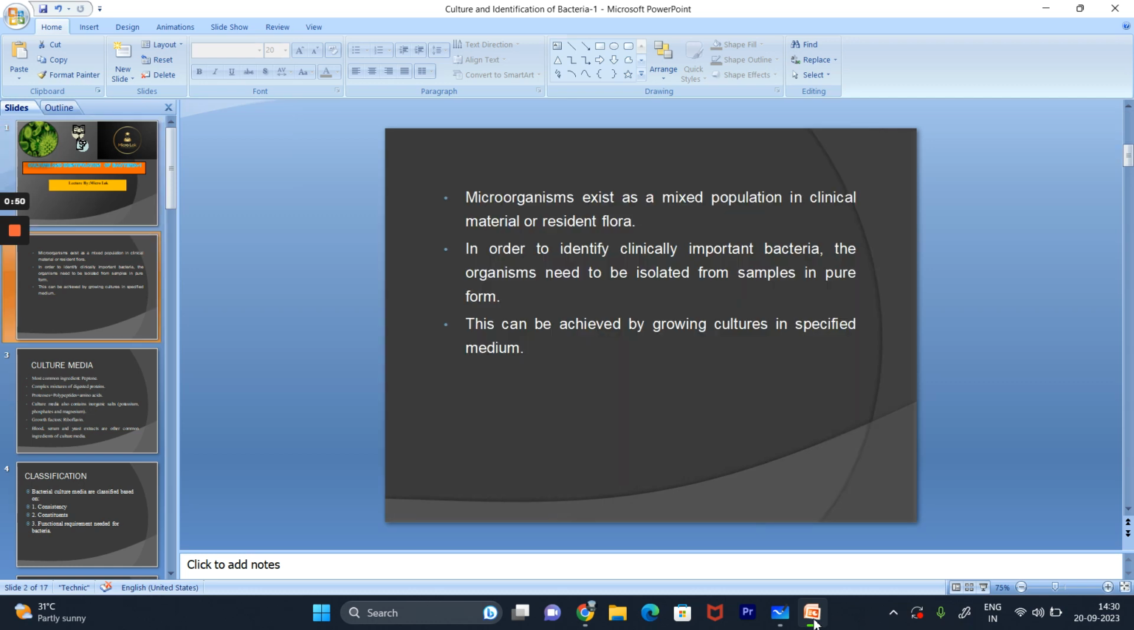As we already know, microorganisms exist as a mixed population in any ecological niche or in any residential flora. In order to identify such important microorganisms, we must isolate them from the samples in their pure form, and this can only be achieved by growing the samples in a specified medium.